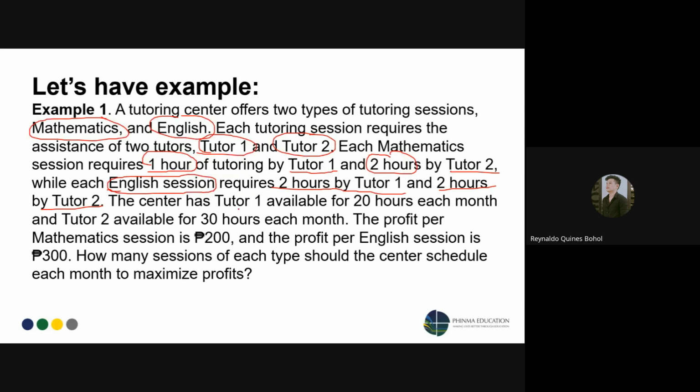Then the center has tutor 1 available for 20 hours. So yung tutor 1 is available siya ng 20 hours each month. Then yung pangalawang tutor, available lang siya for 30 hours each month. Ito na yung tubo. The profit per mathematics session is 200 pesos. And the profit per English session is 300 pesos. So how many sessions of each type should the center schedule each month to maximize? So we're going to use maximization here.